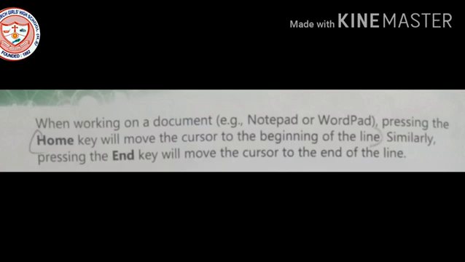When working on a document, for example in notepad or wordpad, pressing the home key will move the cursor to the beginning of the line. You have to remember this line. Pressing the home key, the cursor comes to the beginning of the line. Similarly, when you press the end key, the cursor will move to the end of the line.